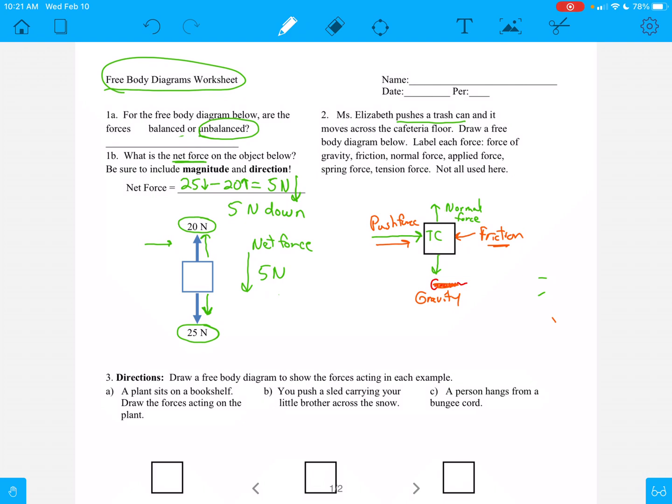So you could say in this case that gravity and normal force are balanced out because it's not flying up into the sky and it's not sinking down into the ground, but it is moving from side to side. So push force is greater than friction force.